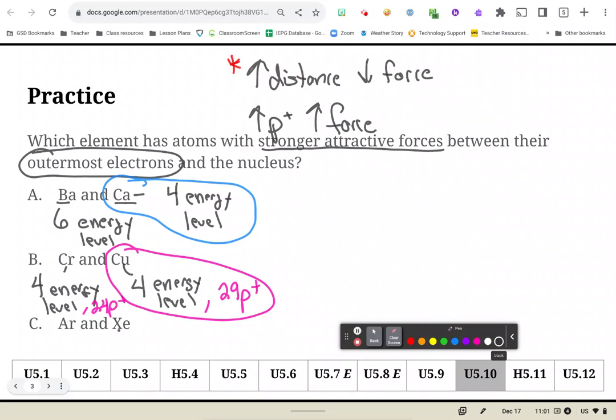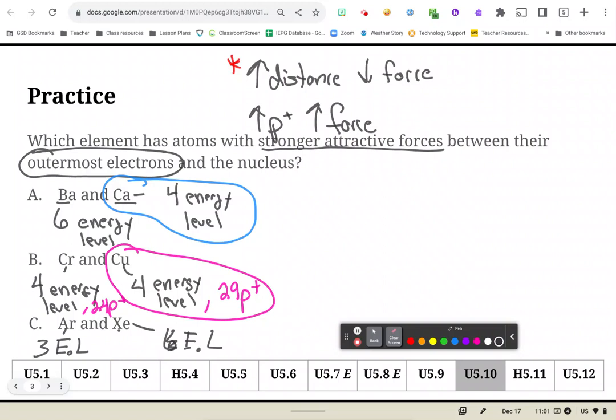All right, argon and xenon. Try it on your own and then start the video again when you think you have an idea. All right, so I'm going to look at argon. I'm just going to start abbreviating energy levels as EL. Xenon has 6 energy levels. Wait a minute, 1, 2, 3, 4. Nope, argon has 3. Sorry about that.